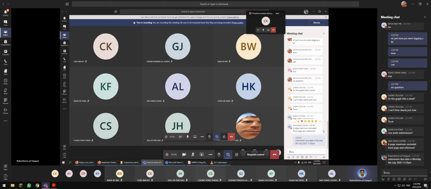Okay, 6-page maximum, excluding the front page and references. Yes, excluding the front page and references. But it says 6 pages is the maximum, right? I don't mind, really, on the number of pages. So you can have as many pages as you want. I don't mind on that.